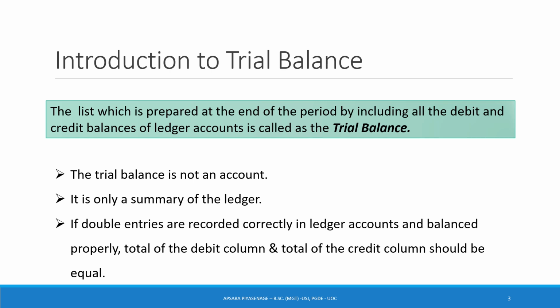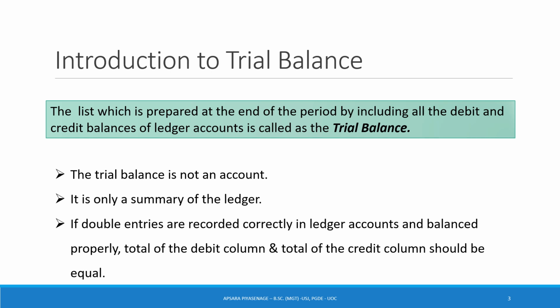So this is a list which is prepared at the end of the period by including all the debit and credit balances of ledger accounts. We take all the debit balances and credit balances and we prepare a list. This list is known as the trial balance. And this is not an account. This is just a list or a summary of the ledger.